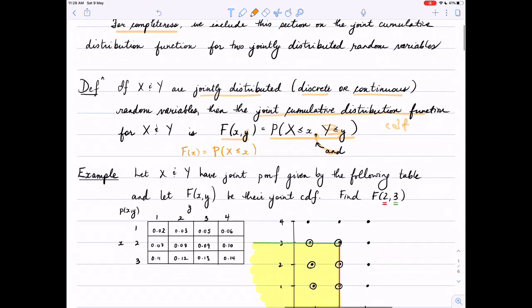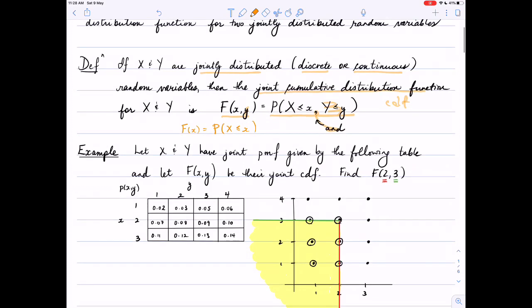This one is discrete. So let's say that X and Y have joint probability mass function, p of x, y, given by the following table. And let's let F of x, y be their joint CDF. Find F of 2, 3. So F of 2, 3 is the probability that X is less than or equal to 2 and that Y is less than or equal to 3. And so we could do that entirely from the table. We have the information there, but it is useful to look at this graphically.